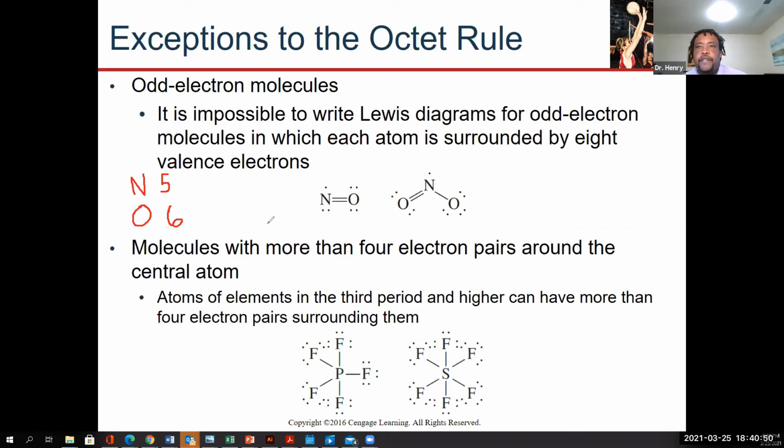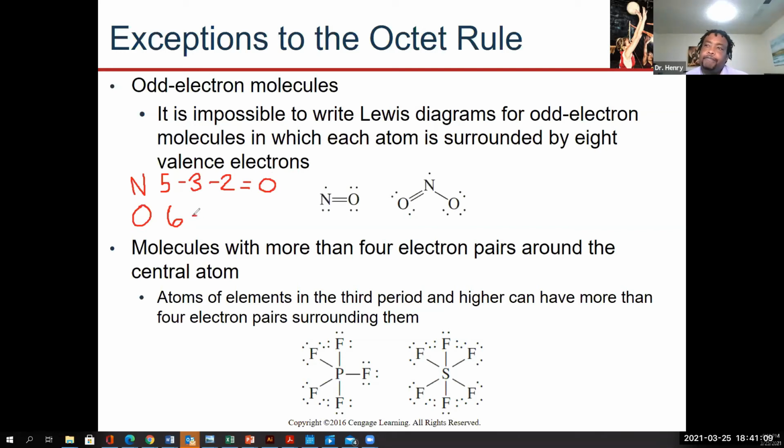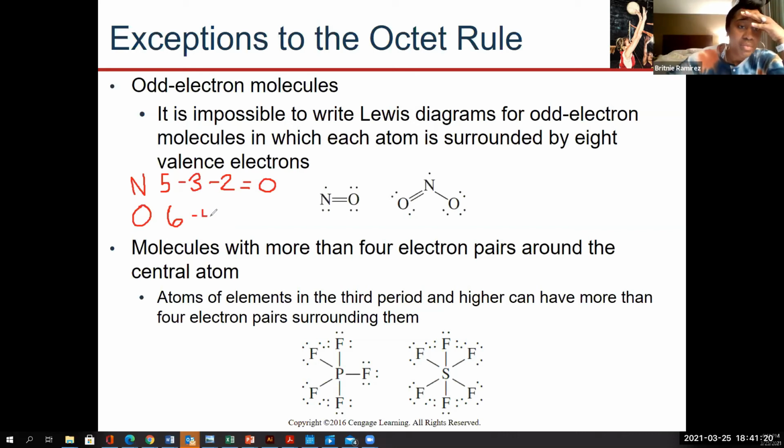how many valence electrons does nitrogen have? 5. How many lone pair electrons around this nitrogen? 3. And how many bonds? 2. Now the oxygen. How many valence electrons? 6. How many lone pair electrons? 4. And how many bonds? 2. So because the formal charge is correct, you can just leave it alone.